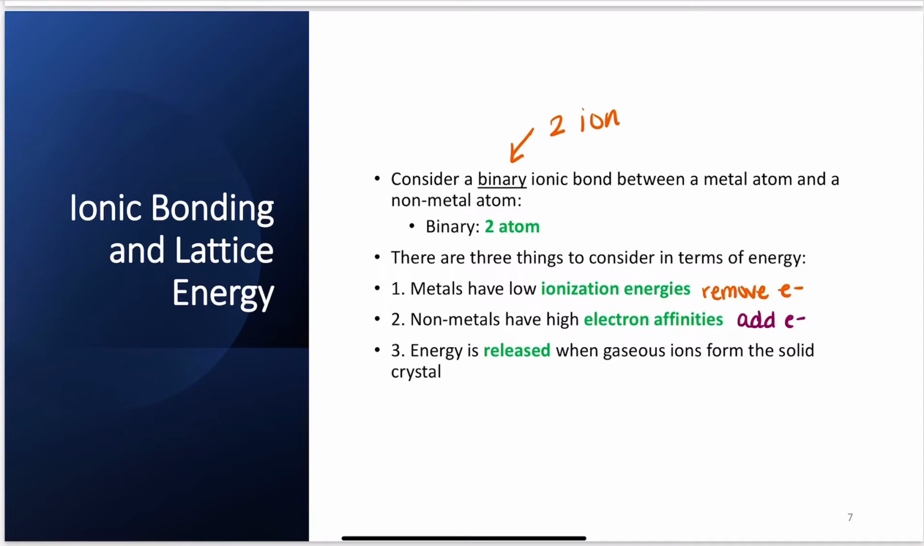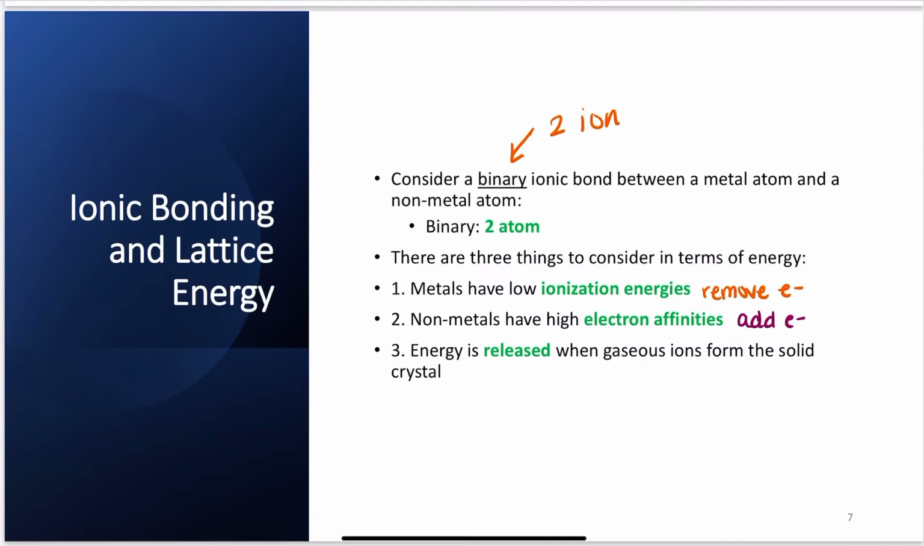Nonmetals really like electrons. Nonmetals like electrons so much they're willing to pay you for them. How much are they willing to pay? Well, a lot, because they have high electron affinities. They're willing to pay a lot of energy for it. And energy is released when gaseous ions form a solid crystal.